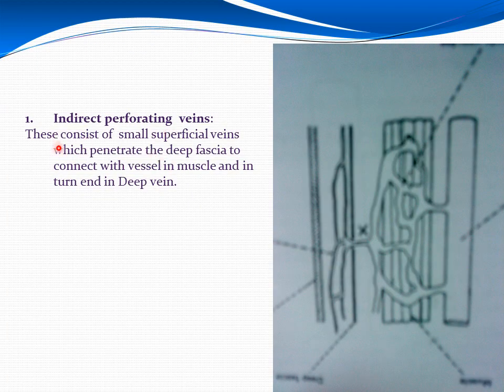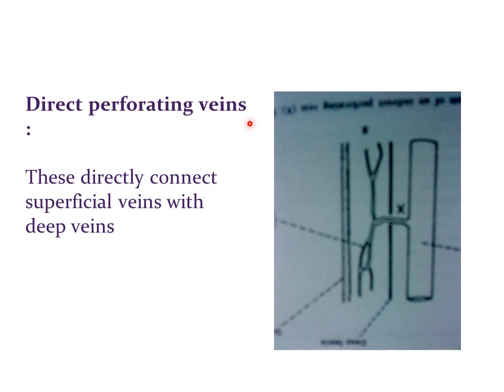The indirect perforating veins consist of small superficial veins which penetrate the deep fascia and connect with the vessels in the muscle, and these in turn end in the deep vein. These are indirect perforating veins. So direct perforators are nothing but veins that connect superficial veins directly with the deep veins.